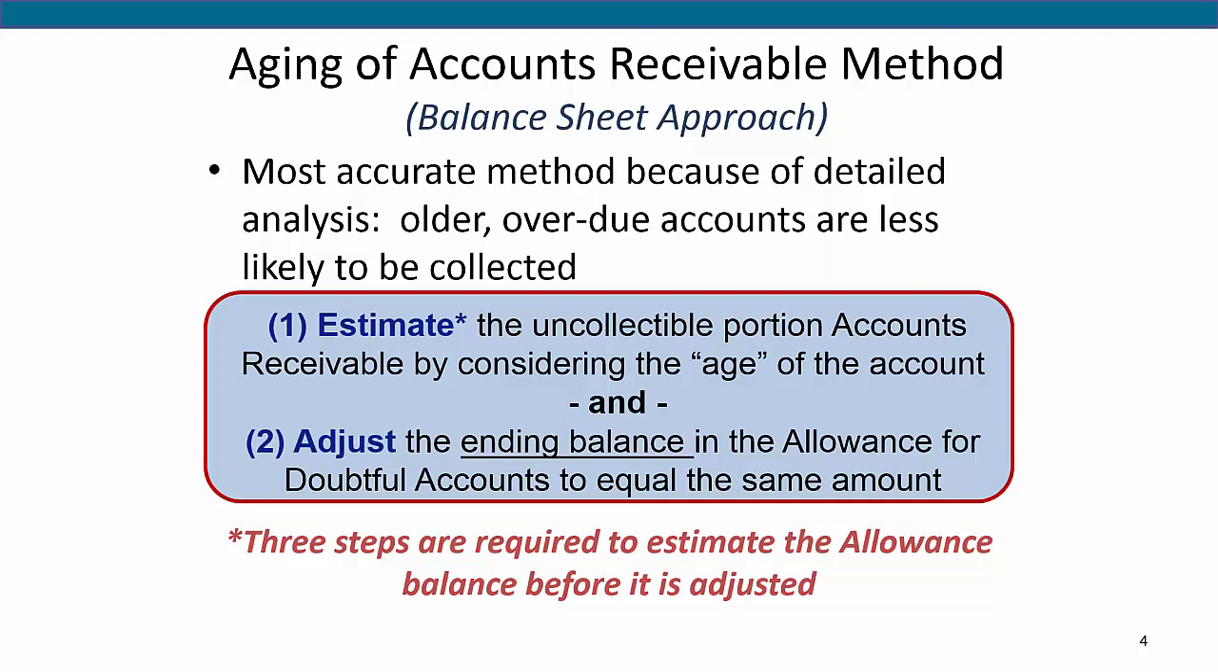As I mentioned previously, the two balance sheet methods are known as the percent of accounts receivable and the aging of accounts receivable methods. We will focus on the aging method shown here because it is arguably the more accurate of the two. It focuses on how long it's been since a customer paid their bill. Under the aging method, we first estimate what we want the balance in the allowance for doubtful accounts to be. Then we adjust the ending balance in the allowance to the amount we just computed, and there are 3 steps that get us there.